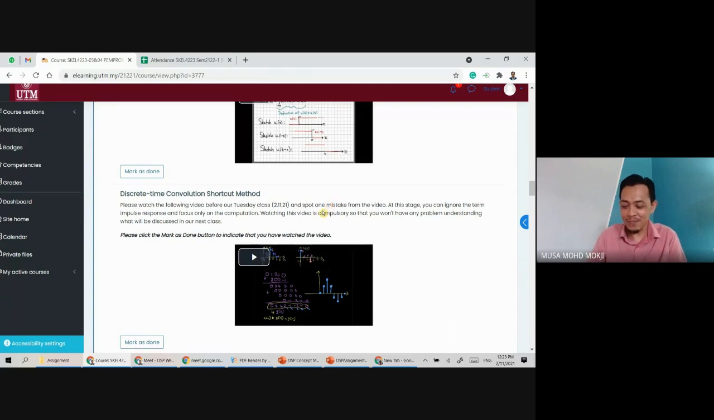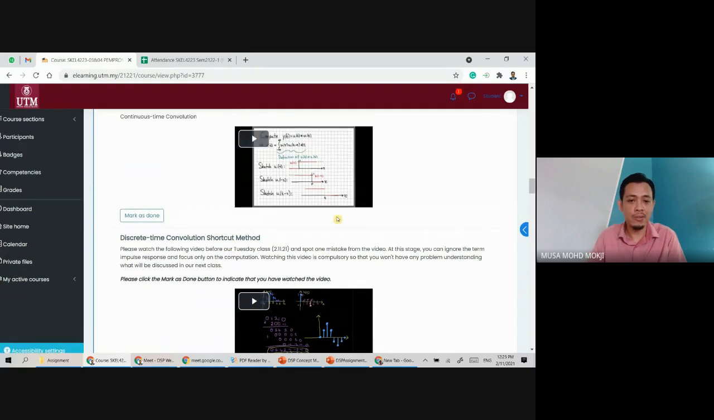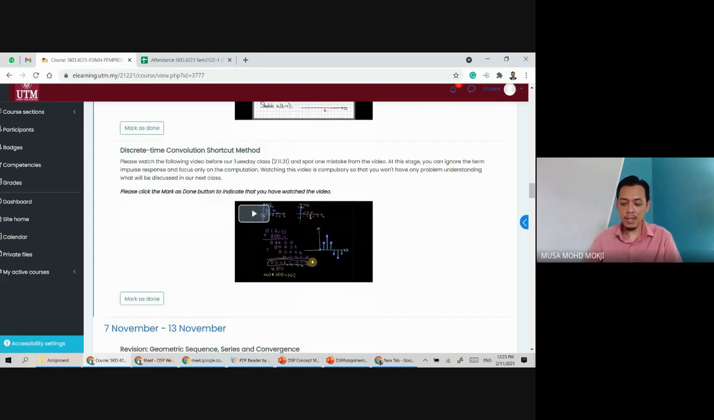Okay, because if you look at the convolution, how difficult it is to do a continuous time convolution, because it's using integration. And this one, it is as simple as using maybe a table here. Even I don't have to teach you, you already know how to do it. I'm just going to explain what is the concept behind it. So actually computing it is very straightforward.